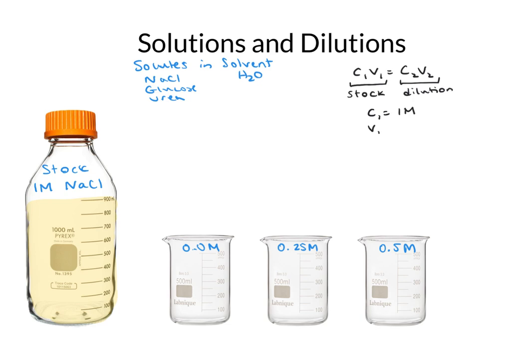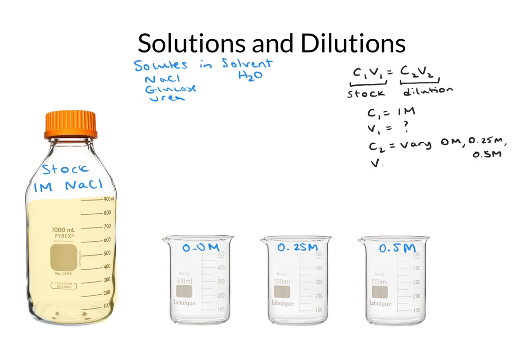The volume of our stock, V1, is unknown. We don't know how much of this stock solution we need to put into each beaker in order to get the correct volume, or correct concentration. That's what we're solving for. Now, the concentration of the dilution, C2, is going to vary. So it's going to be either 0 molar, 0.25 molar, or 0.5 molar, depending on which dilution we're talking about.